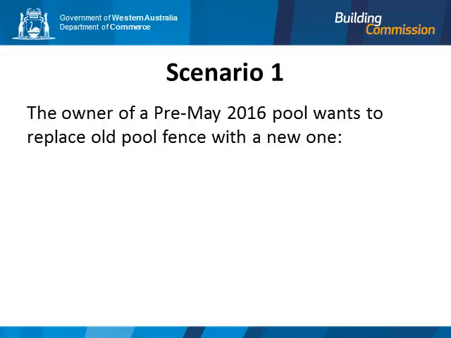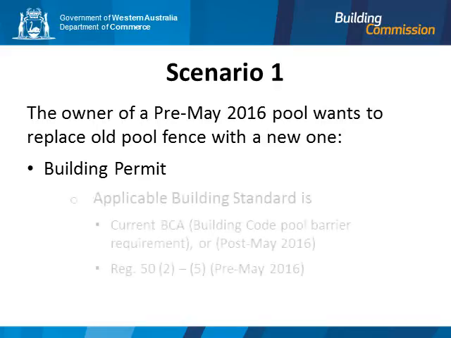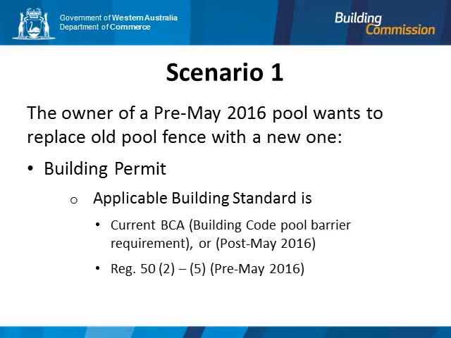Scenario 1. An owner of a pre-May 2016 pool wants to replace an old pool fence with a new one. What is required? Firstly, he needs to get a building permit. The applicable building standard for that building permit are either the post-May 2016 requirements or the pre-May 2016 requirements. There is the choice of both sets of requirements as the pool is a pre-May 2016 pool.